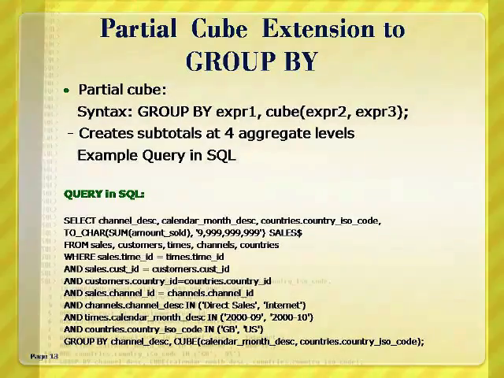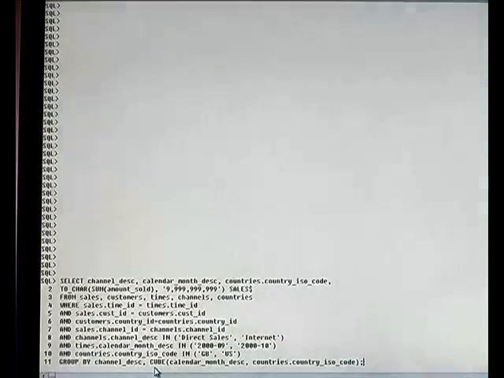Now we will demonstrate how partial cube works with an example. In this example, there is a partial cube over the combinations of 2 attributes, namely calendar_month_description and country_ISO_code. So it computes all the combinations of these subtotals and appends them with the channel description. So that means we get subtotals for the channel description, calendar month description, country_ISO_code combination, then channel description. This gives the partial cube demonstration.